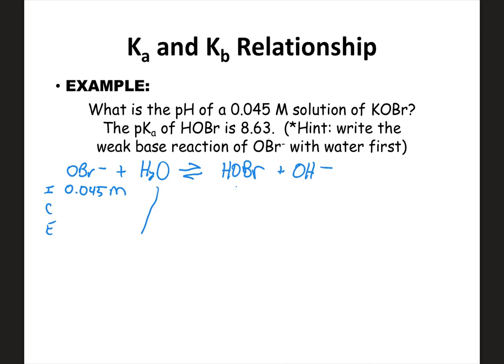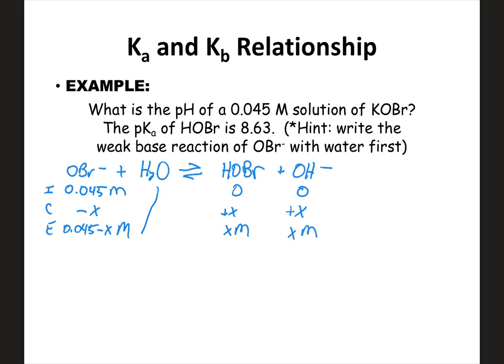I don't have any of my products here, so now I need to think about the change in terms of X. The reactant's going to be used up, so it's minus X. Products are forming, so they're positive X here. At equilibrium, I have 0.045 minus X molar, and both of the products are going to be X molar here.